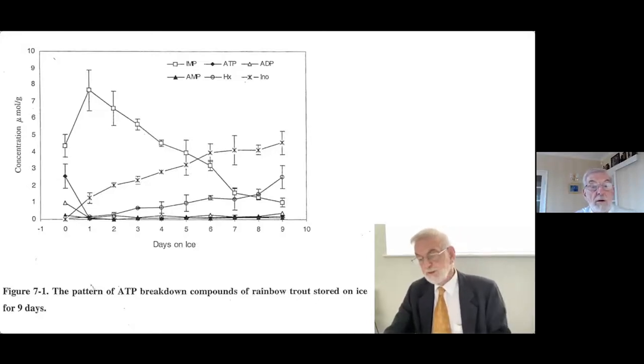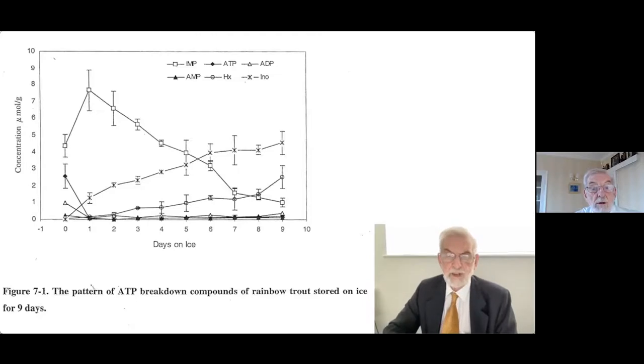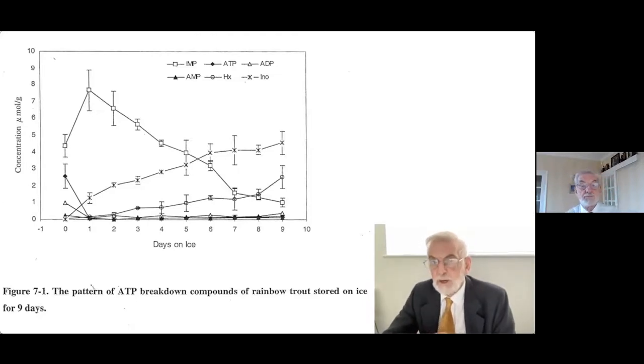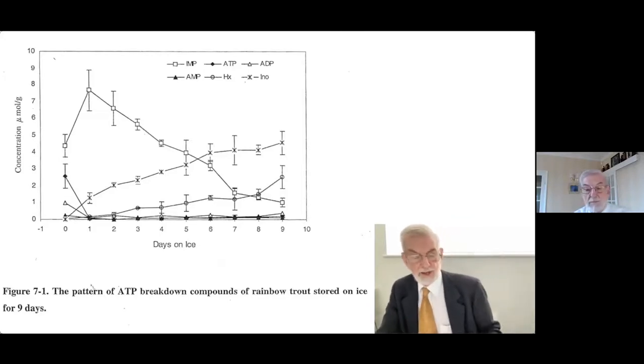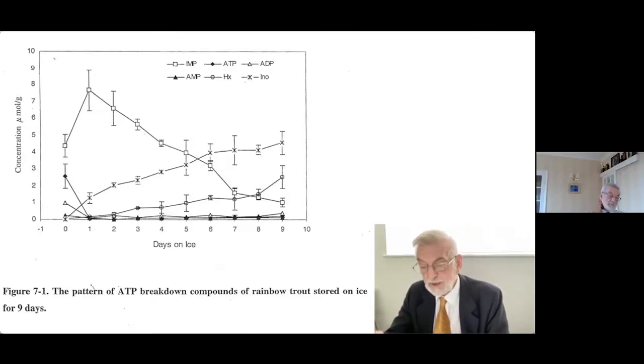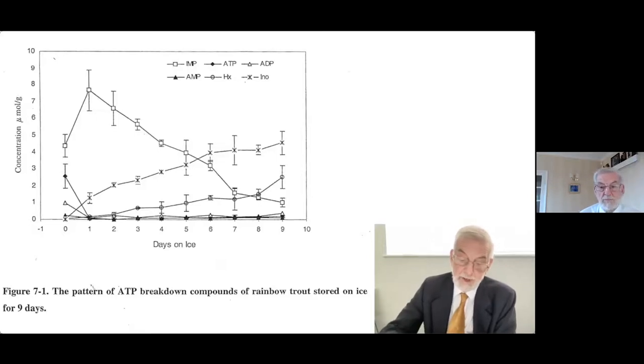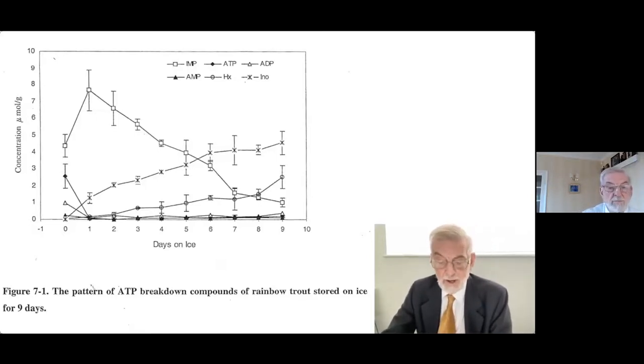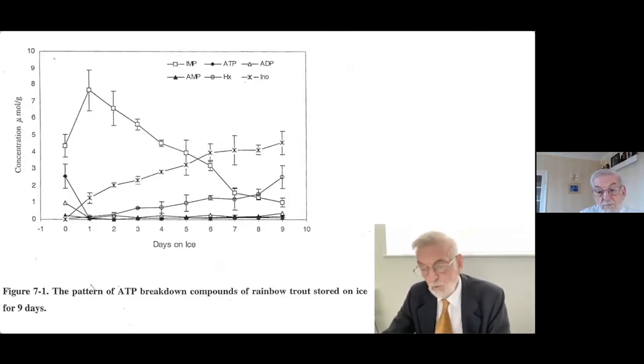Now these varying levels of these compounds can be used quite accurately to predict how long a fish has been stored in ice. If we think back to the original pathway, the final two compounds we're looking at there are inosine and hypoxanthine. You see from the graph in front of you, the inosine and hypoxanthine concentrations increase throughout storage. And the AMP, ATP, ADP levels fall rapidly, inosine rises and then falls.